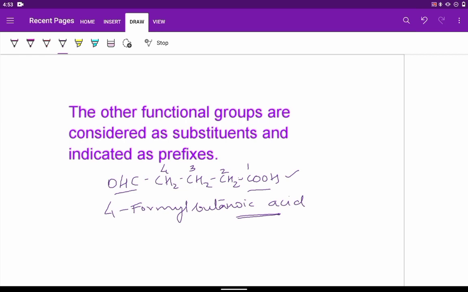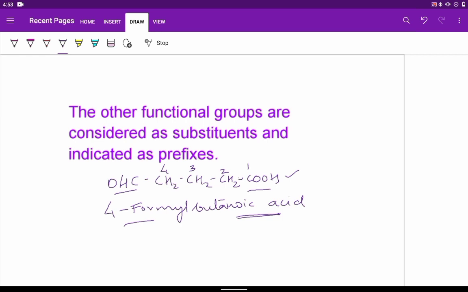Because COOH is the main functional group, it has to be given preference and minimum position. So 1 we give to the COOH carbon. So like that the CHO group is present at the fourth carbon. So it becomes 4-formyl butanoic acid. Why butanoic acid? Because there are 4 carbon atoms. We are not taking the carbon of CHO because here it is a substituent. So it is 4-formyl butanoic acid.